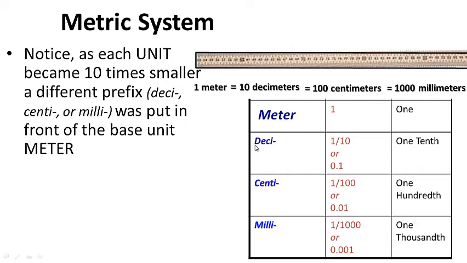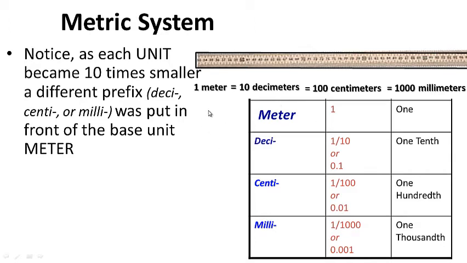Okay, so deci was 1/10 the size of a meter, a centimeter was 1/100th the size of a meter, and a millimeter was 1/1000th of a meter. Notice we simply put a prefix in front of meter as we got smaller. Our base unit here is the meter.